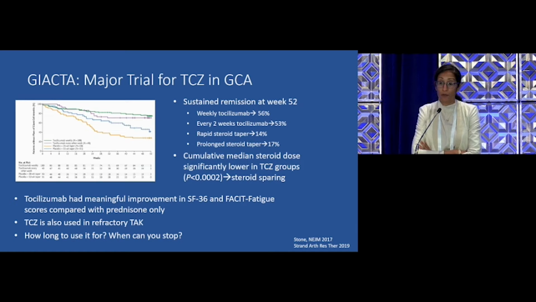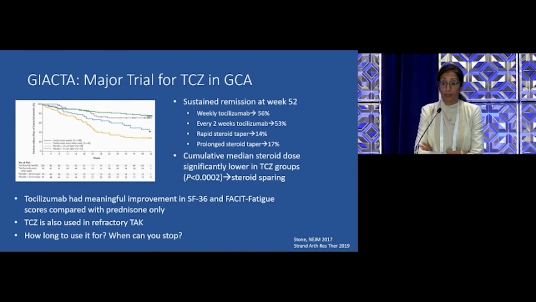It was able to get people into remission. You can see the weekly Tocilizumab in terms of sustained remission at week 52. It was 56% of patients, and then the numbers were significantly lower for prednisone only. A lot of patients in those prednisone arms had more relapses, so it was more effective than what we had been using up until that point.